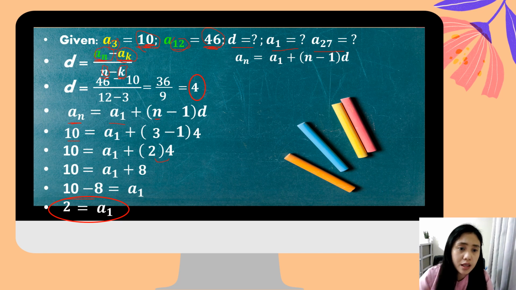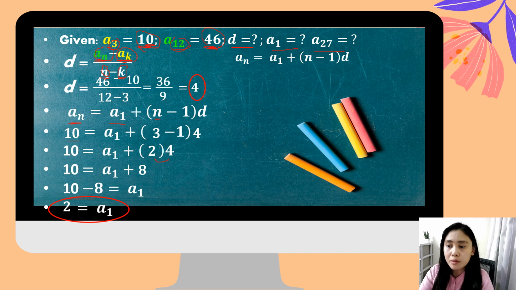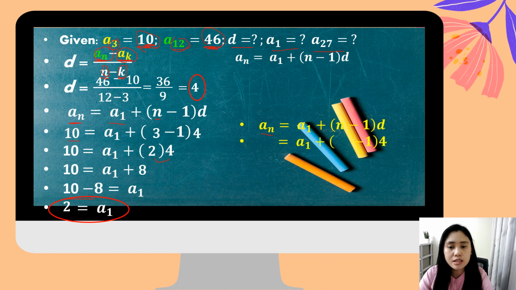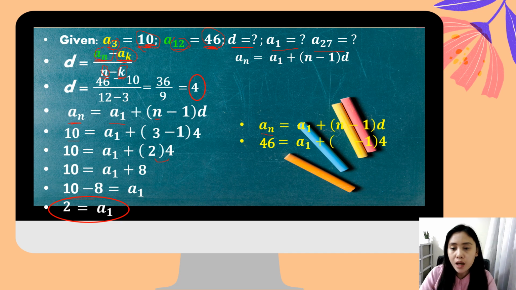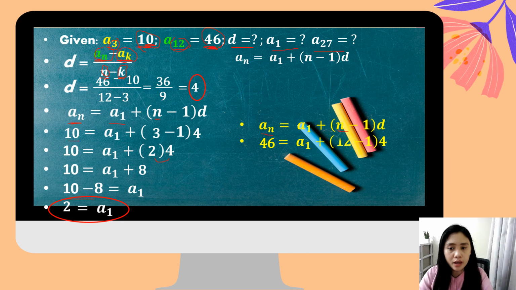Paano kung hindi yung 10 ang ginamit? What if ang ginamit na a sub n ay yung 46? Pwede. Ito naman ang magiging solution. A sub n equals a sub 1 plus n minus 1 times d. So using a sub n as 46, replace a sub n by 46. But since si 46 ang ginamit mo at siya ay pang 12 term, ang value ng n mo dapat ay 12. So replace n by 12.